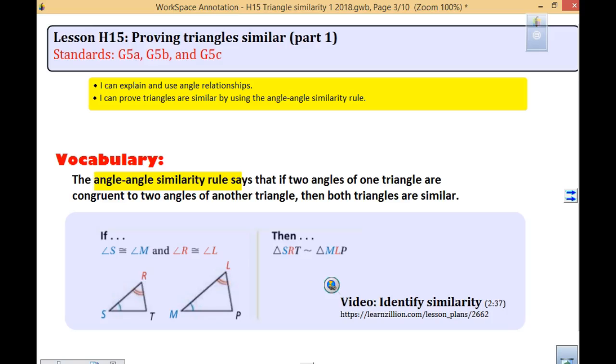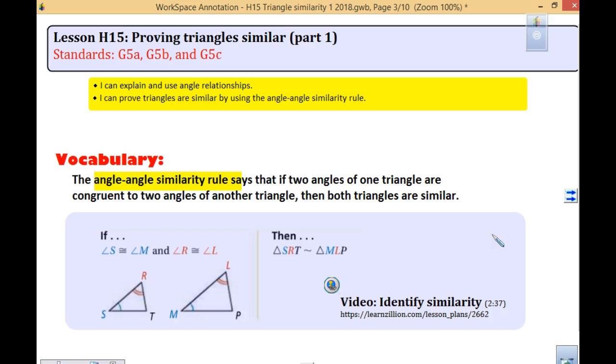Are you looking in your notes, proving similar triangles? Key 2 facts. Quiet, please. The vocabulary: the angle similarity rule says if two angles in one triangle are congruent to two angles in another triangle, then both triangles will be similar.